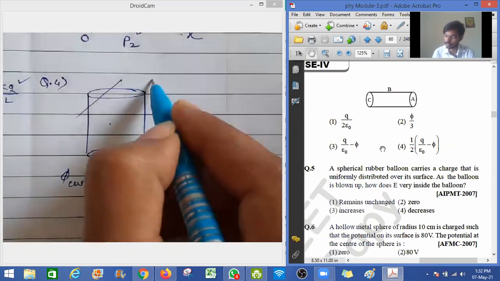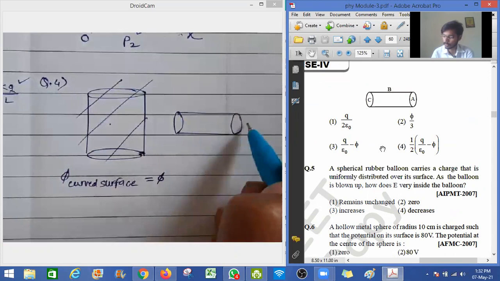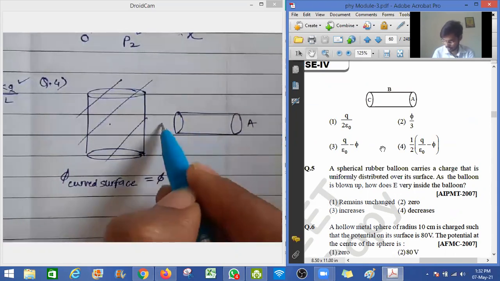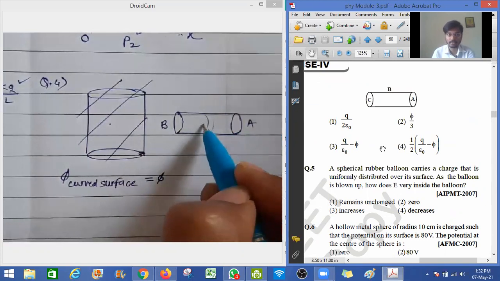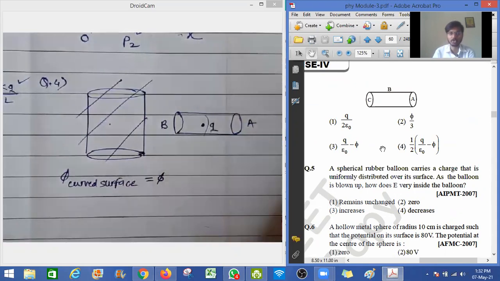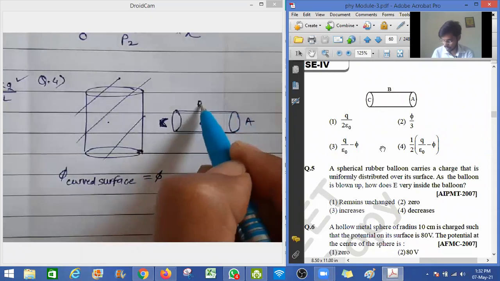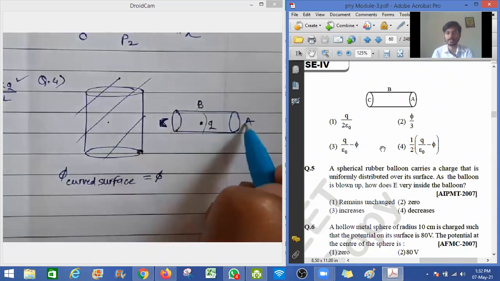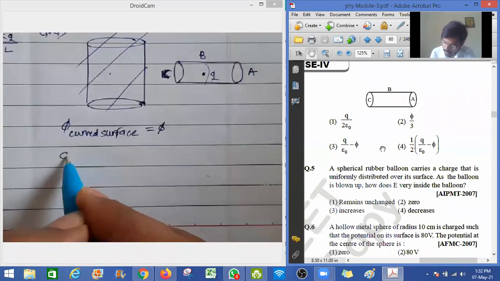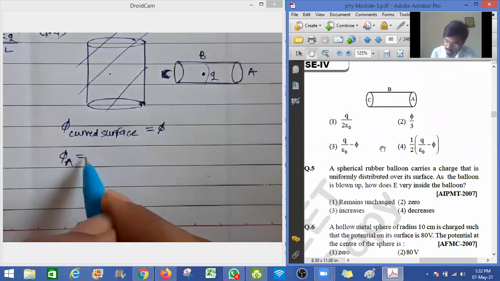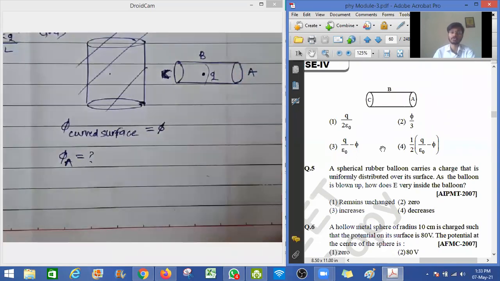The cylinder is not like this, the cylinder is like this. Fine. This is the surface A, this is the surface B, and this is the curved surface. Somewhere inside we have charge Q. My mistake, here the point C is there. B is the curved surface, A is the circular surface, C is the circular surface. What are we asked? We are asked the flux associated with the surface A, or the flux cutting the surface A. How much flux passes through surface A?